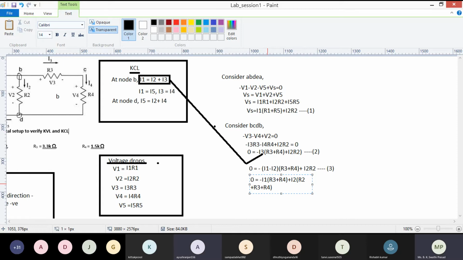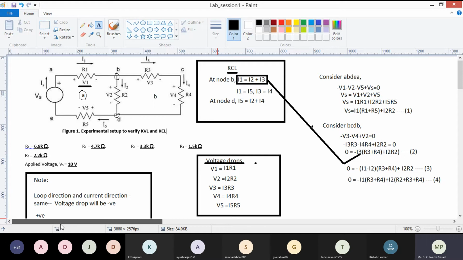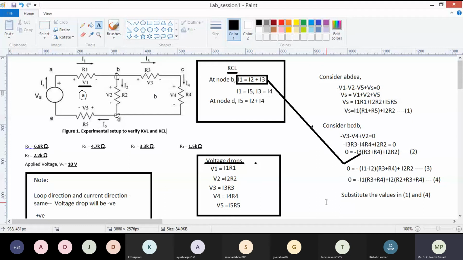How many of you got this correct? And how many of you didn't get it? All of you got this? Yes, ma'am. I have got the same. Okay. So next, what you have to do is substitute all the values of R1, R2, R3, R4, R5 and Vs into this 1 and 4 equation. Okay. And tell me the equation, what do you get?